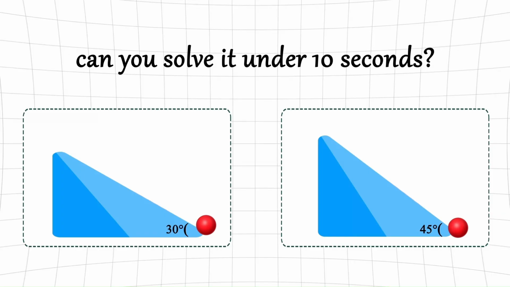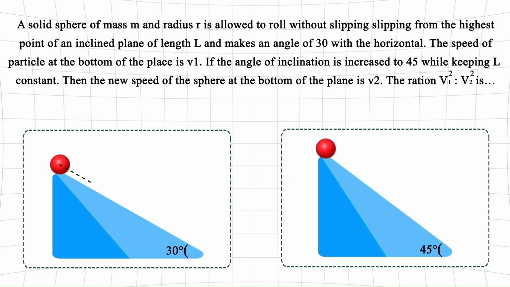Let's find out. A solid sphere rolls without slipping from the top of an inclined plane of length L. First, the angle is 30 degrees, and the speed at the bottom is v1. Then, the angle is increased to 45 degrees, keeping the length the same, and the new speed is v2. We need to find the ratio v1 squared to v2 squared.